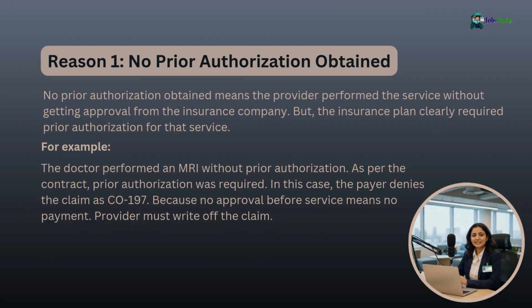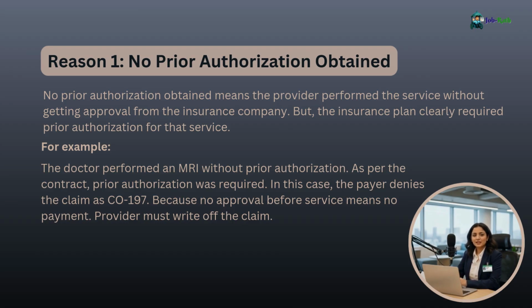No prior authorization obtained means the provider performed the service without getting approval from the insurance company, but the insurance plan clearly required prior authorization for that service. For example, a patient comes with back pain. The front office forgets to check the authorization requirement, and the doctor performs an MRI to treat the back pain. As per the contractual obligation, an MRI requires prior authorization, but the front office did not obtain approval before the MRI was performed.